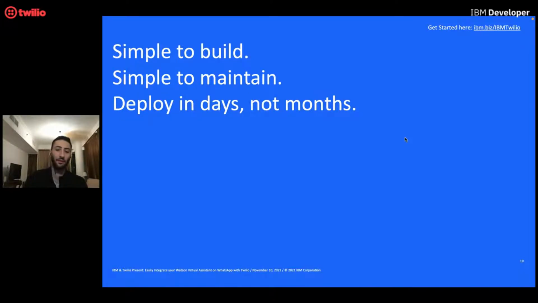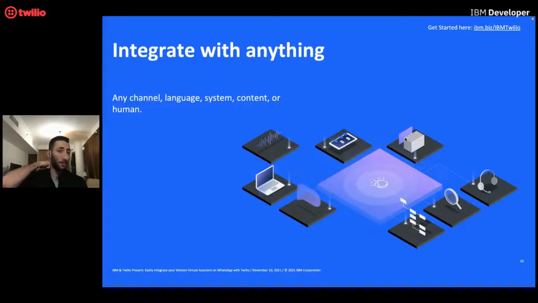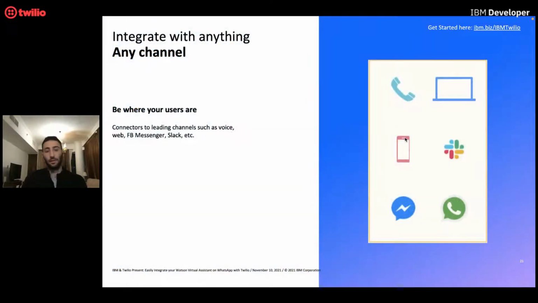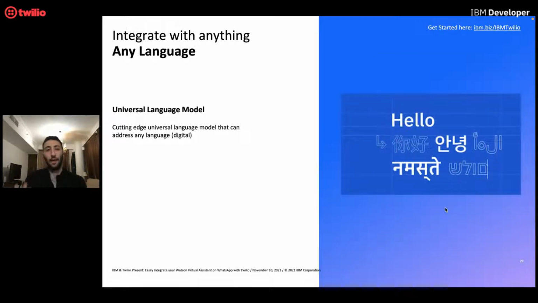So we wanted to make it very easy for developers to go and build their assistants. And of course, it can be integrated with anything, which is one of the main features that we'll be covering today in the workshop. Basically integrating with any channel. In our case, we'll be integrating with WhatsApp by leveraging Twilio. We can use any languages. It has a universal language model, so that's totally fine if you want to build an assistant in English or Chinese. There is support for many different languages.